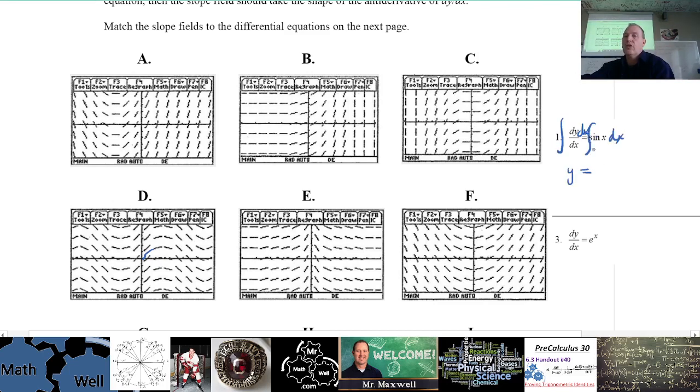So y should be, what's the integral of sine? It's negative cos x plus c, right? So we are now looking for a slope field that could fit a negative cosine x graph. And a negative cosine x looks like this, right? That's negative cosine. So you're looking for something that looks like this. So which one do you think might fit that bill?